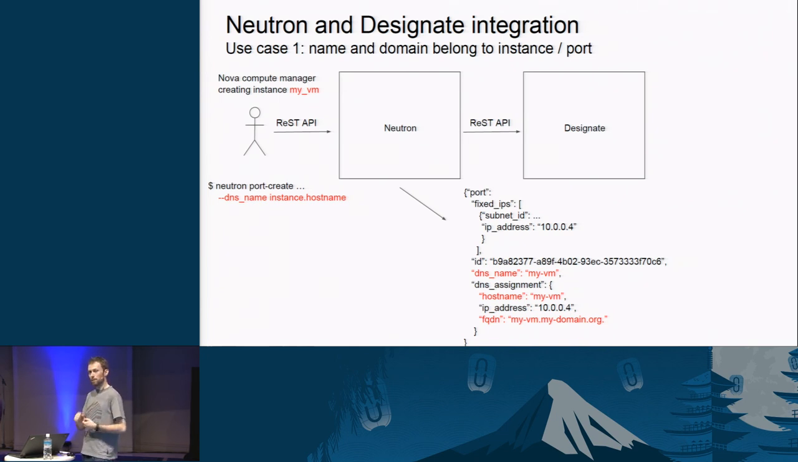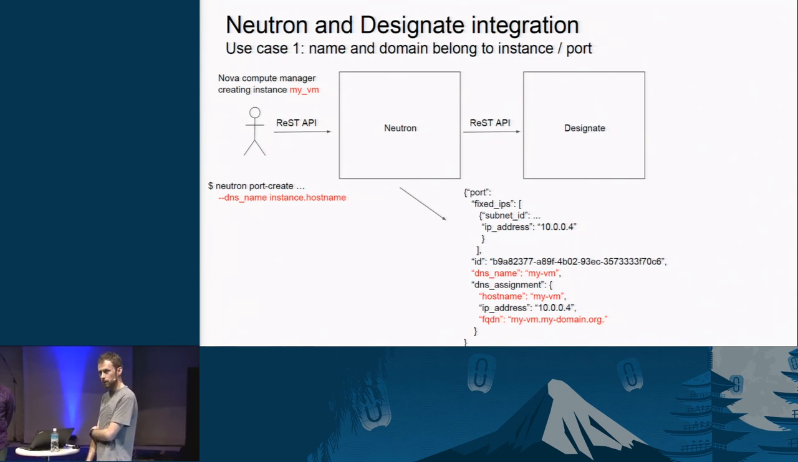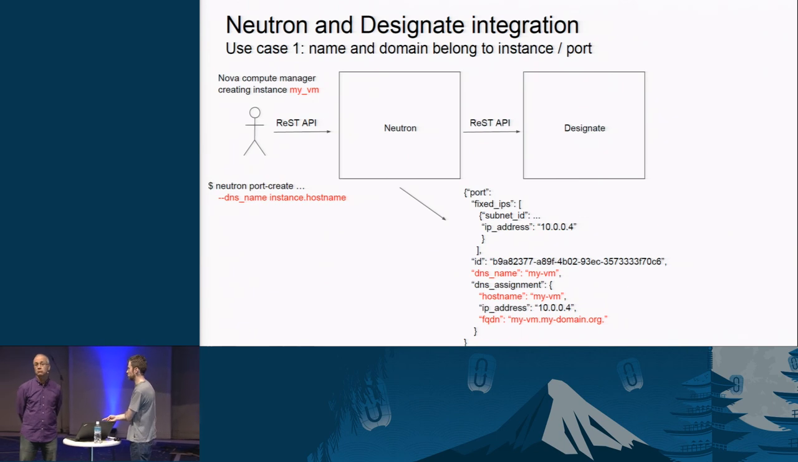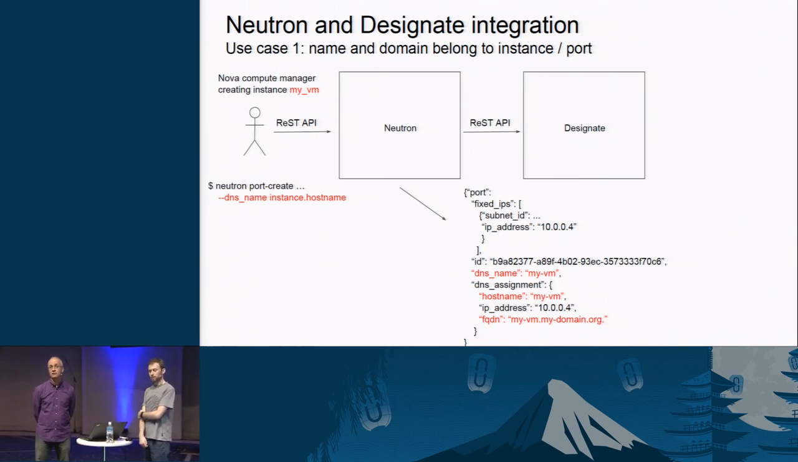Okay, and since you are tying the name to the port, what happens to ports that are not allocated to VMs, like router ports and all that? If I'm not mistaken, you don't limit it to instance ports, so any port can be given a name. The DNS name attribute can be used for any port. Okay. Yeah. Right. Thank you.